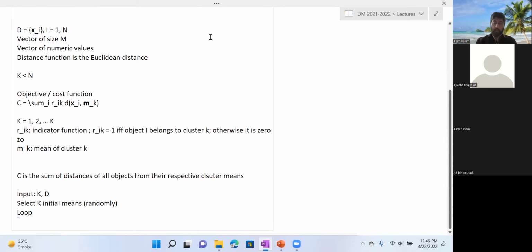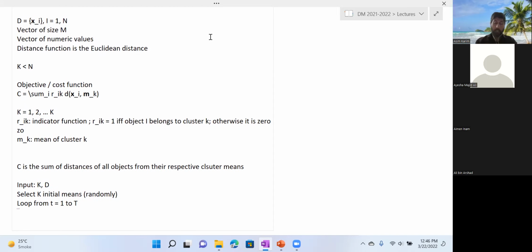So for, let's say, iterations, these are iterations. So let's say T is equal to 1 to capital T, the number of iterations. Okay. And then that's one loop. Then we have the other loop from I is equal to 1 to n number of objects. Okay. So we have two loops here.